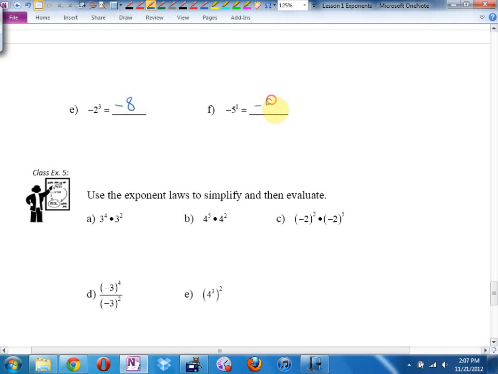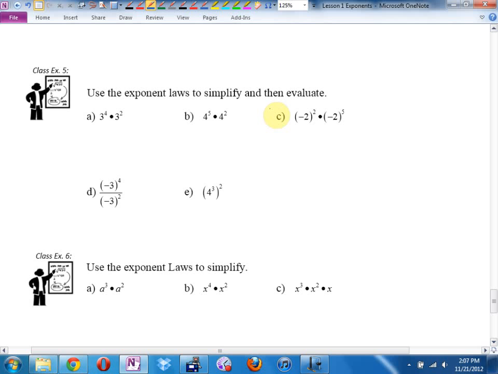So negative 5. What's a million to the 1 power? What's a trillion to the 1 power? What's x to the 1 power? What's car to the 1 power? Car, if that was a variable. Anything to the 1 is itself.